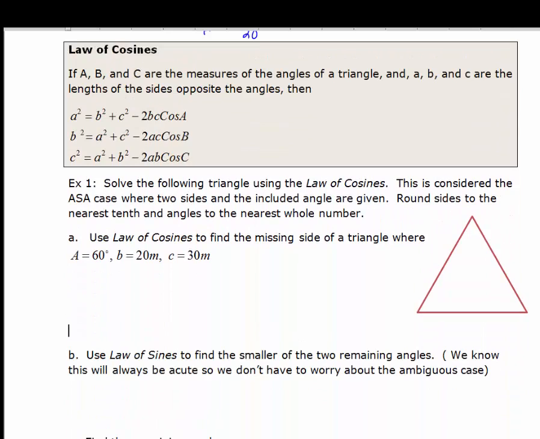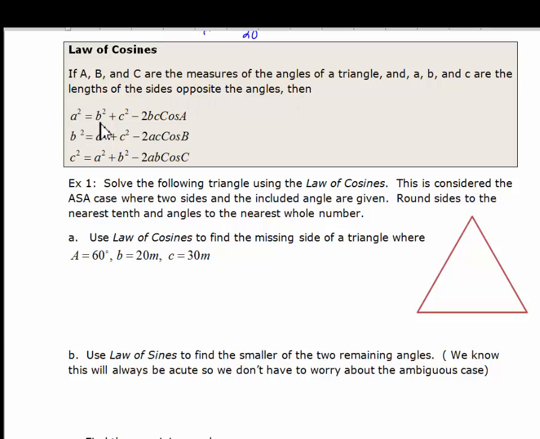There is a proof in the textbook, and you're not responsible for the proof, but it's always a good idea to look and see where a formula came from and where it was derived. And so the law of cosines says this: if A, B, and C are the measures of the angles of a triangle, and lowercase a, b, and c are the lengths of the sides opposite, then the following is true.